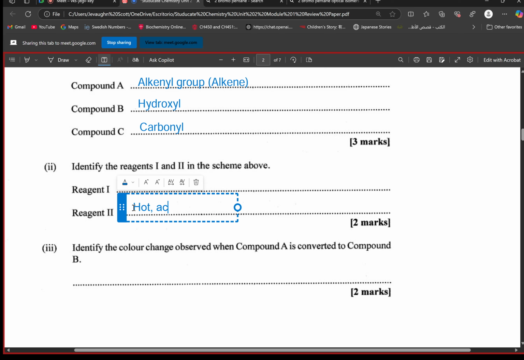Hot, acidified KMnO4, or you could use dichromate, Cr2O7, potassium dichromate.